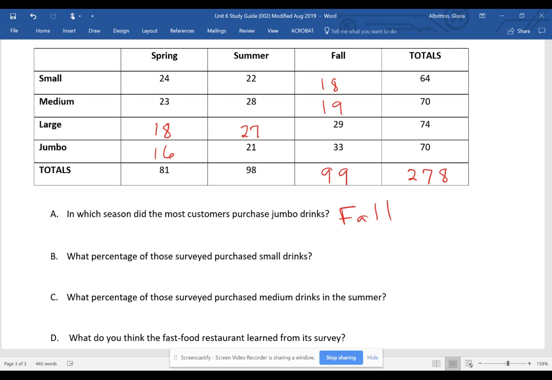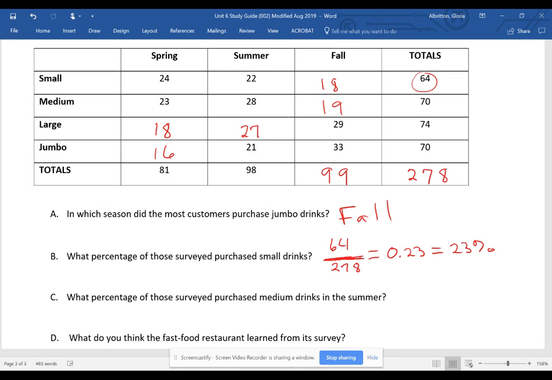B, what percentage of those surveyed purchased small drinks? When we look at small drinks, we see a total of 64, and there was 278 people that were surveyed. So we're going to divide 64 by 278, and that's the total number of small drinks purchased divided by the total number of people surveyed. That will give us a decimal, actually, of 0.23 and some other numbers, but we only want to go to the 100th place. That's the second decimal place, because then we're going to convert that to percentage, which is 23%.